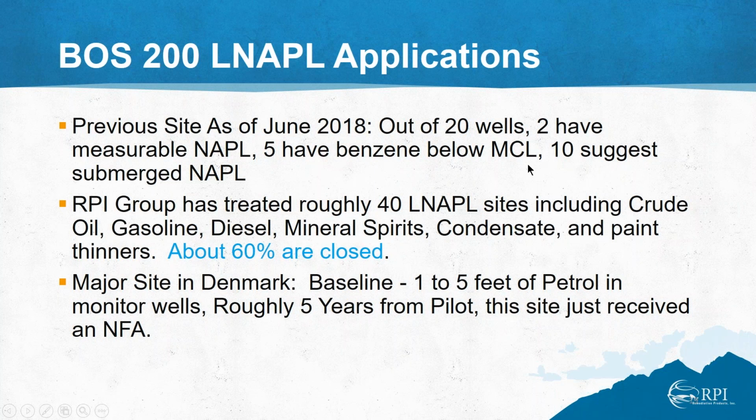As of June of this year, out of 20 wells in the 2 plumes, 2 have measurable NAPL in them. 5 have benzene below the MCL. So in those areas, it's unlikely that we're going to see any NAPL reappear, regardless of what groundwater does. And 10 of those wells suggest that we still have submerged NAPL. None of this is surprising to me because it's a kinetic design. It's going to take time.